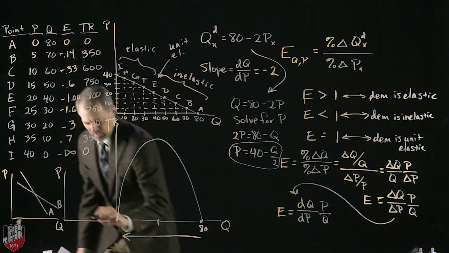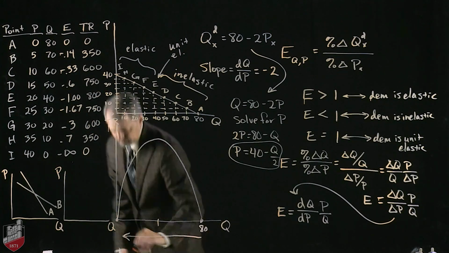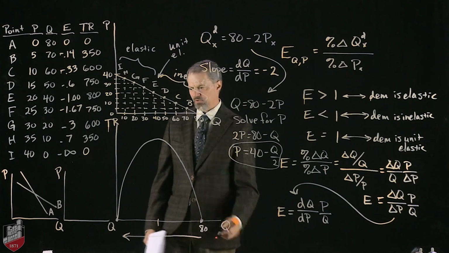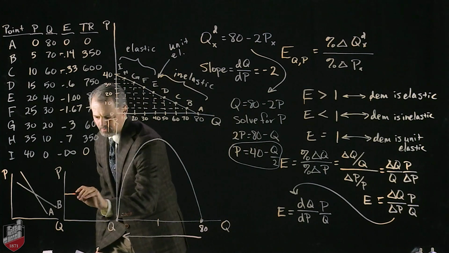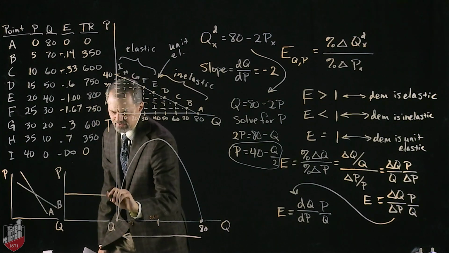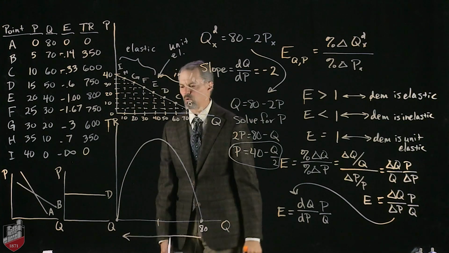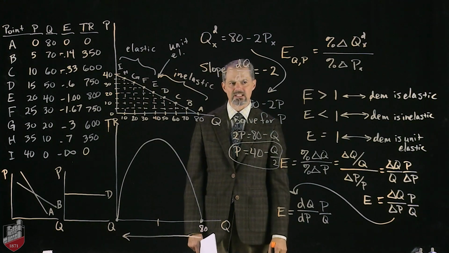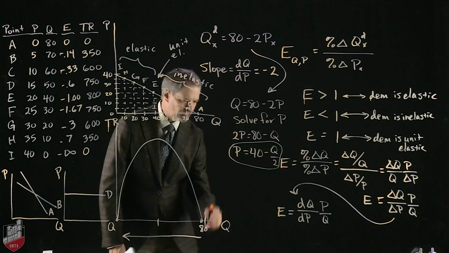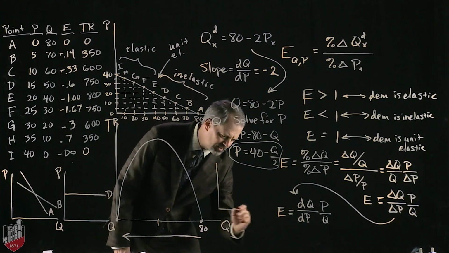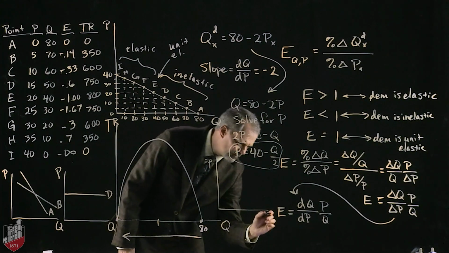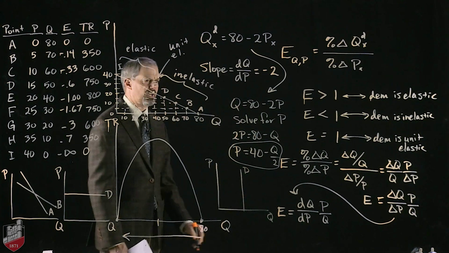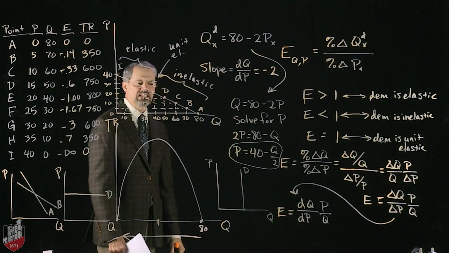Finally, let's talk about perfectly elastic and perfectly inelastic demand. So a perfectly elastic demand curve looks like that. If we had a demand curve that looked horizontal, we would describe that demand curve as being perfectly elastic. Let's squeeze one more demand curve in here. If we had a demand curve that was vertical, like that, we would describe that demand curve as being perfectly inelastic.